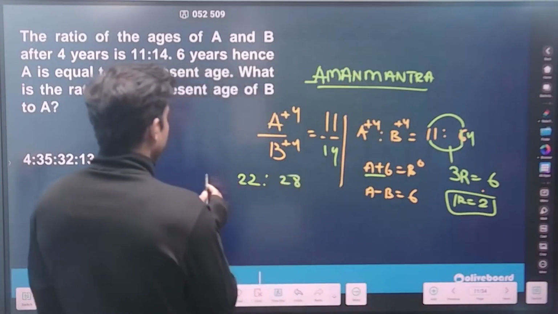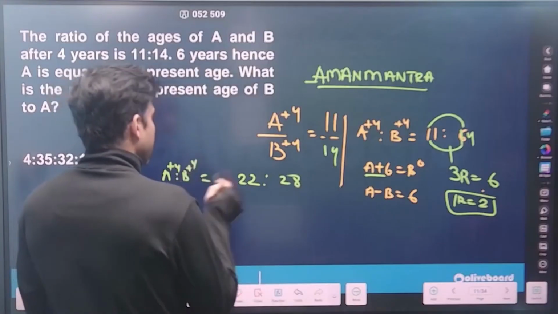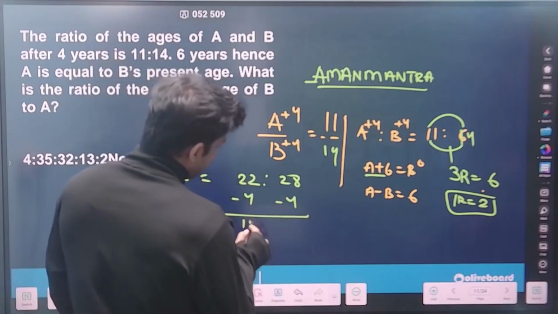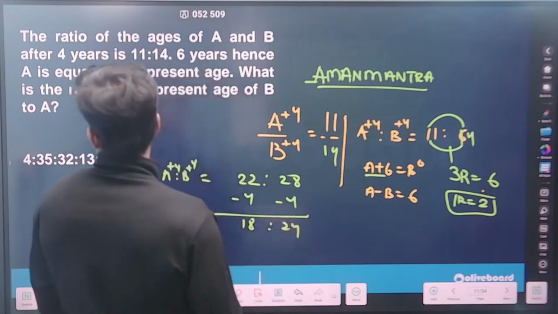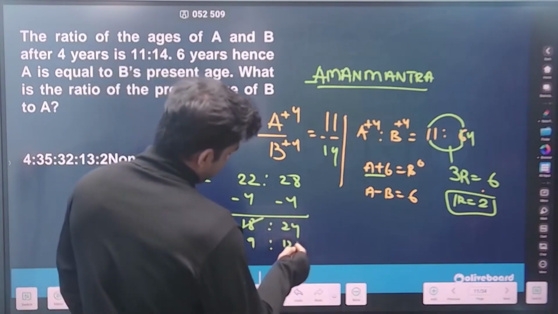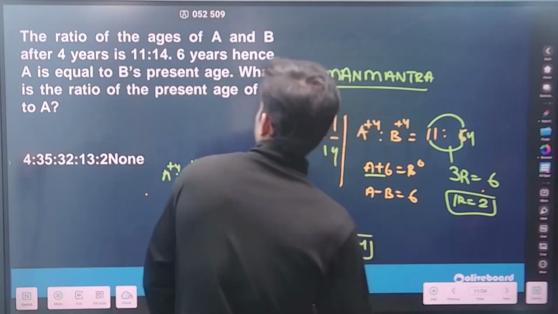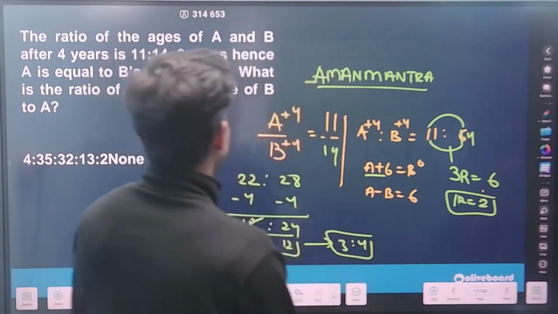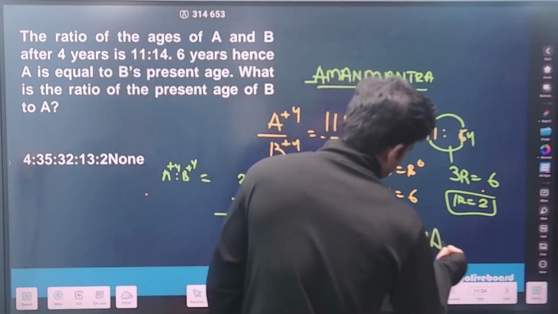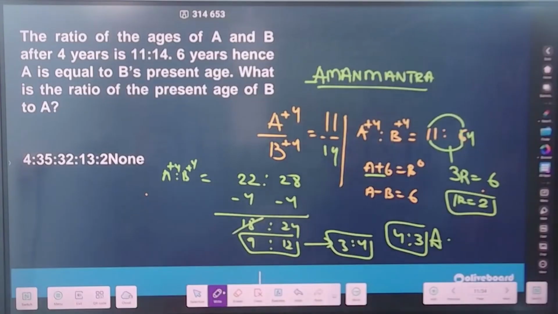This is the age 4 years hence, means A plus 4 is to B plus 4. Minus 4 everywhere. This becomes like 18 is to 24. Okay, so this becomes 9 is to 12, and this becomes again 3 is to 4. The answer is 3 is to 4. But they are asking A to B, so 4 is to 3 is the answer. This is the answer. I hope you understood how I did this question through Aman mantra.